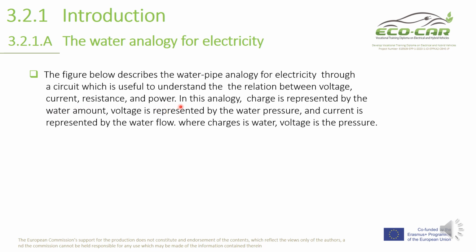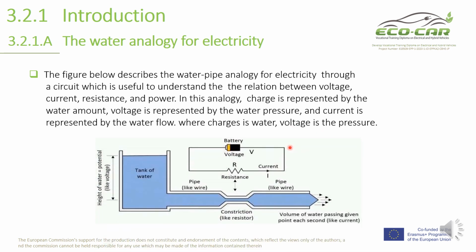In this analogy, charge is represented by the water amount. Voltage is represented by the water pressure, and current is represented by water flow. Where charge is water, voltage is the pressure, as we see in this figure. In this figure, we have a tank of water. The height of the tank, the height of water, is like voltage or potential.